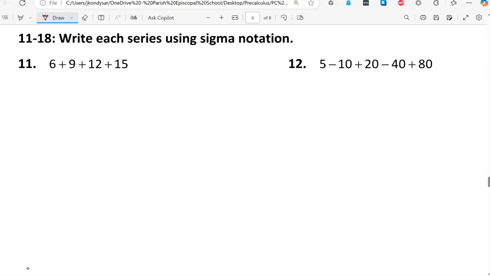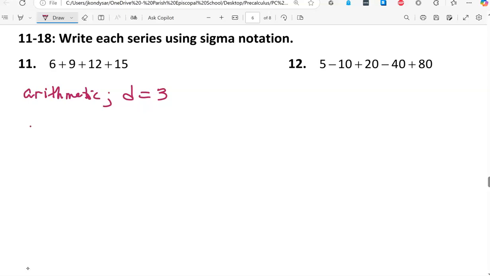In 11 through 18, we are asked to write each series using sigma notation. 6 plus 9 plus 12 plus 15 is an arithmetic series, and it has a common difference of 3.